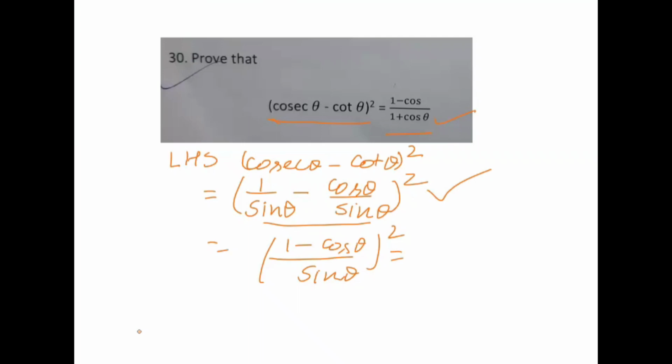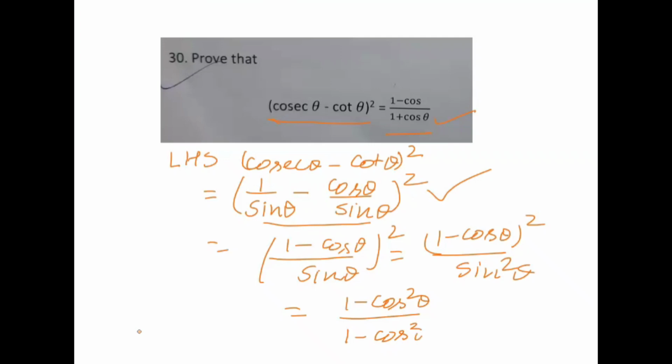So we can write (1 minus cos theta) whole square, and again the denominator will become sine square theta. So sine square is written like this. So again we can write 1 minus cos square theta upon sine square theta is written as 1 minus cos square theta. Okay, so cos square theta.